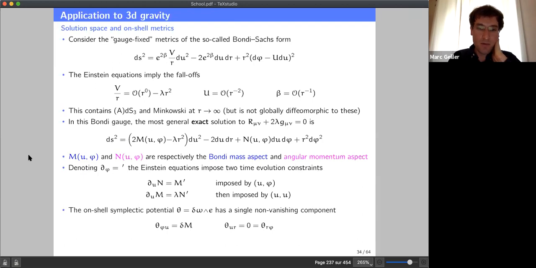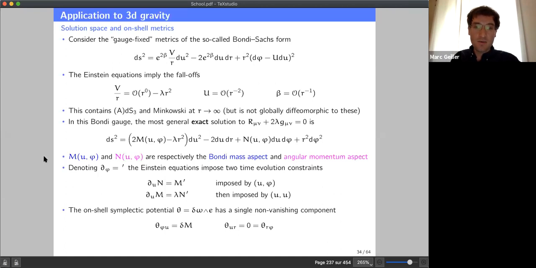Now, I just tell you this not to confuse you, but as a word of caution. We didn't do this explicitly in the example of the BTZ black hole, but we could have done the same. I don't know why I didn't do it before and only here, but you can ask yourself, what is the on-shell symplectic potential with this ansatz for solutions to Einstein equations?